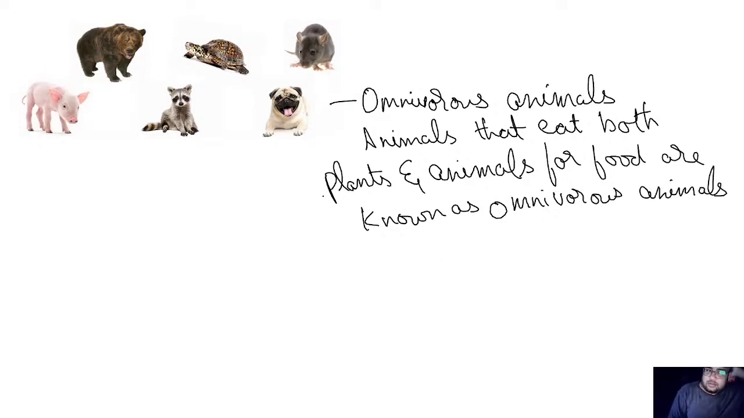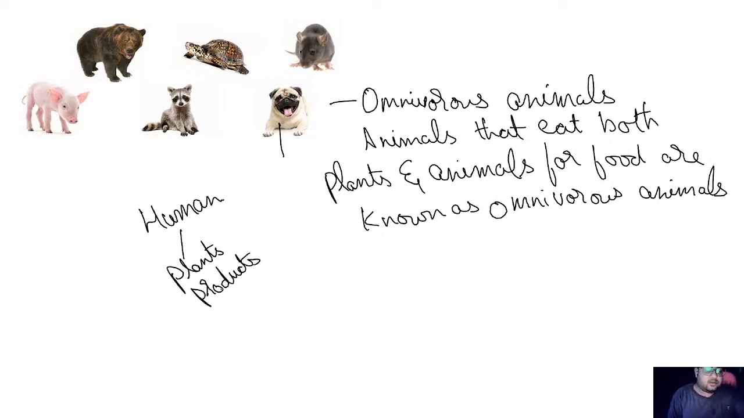Okay, students. So basically, we humans also come under omnivorous. So we eat both plant products and animal products, right? So even we are omnivorous. So animals that eat both plant products and animal products for food are known as omnivorous animals. If you see a bear, it eats fish and it eats insects and everything. So the animals listed here, they eat both like veg and non-veg combined together. So that is why they are known as omnivorous animals. Okay, and we humans are also part of the omnivorous category.